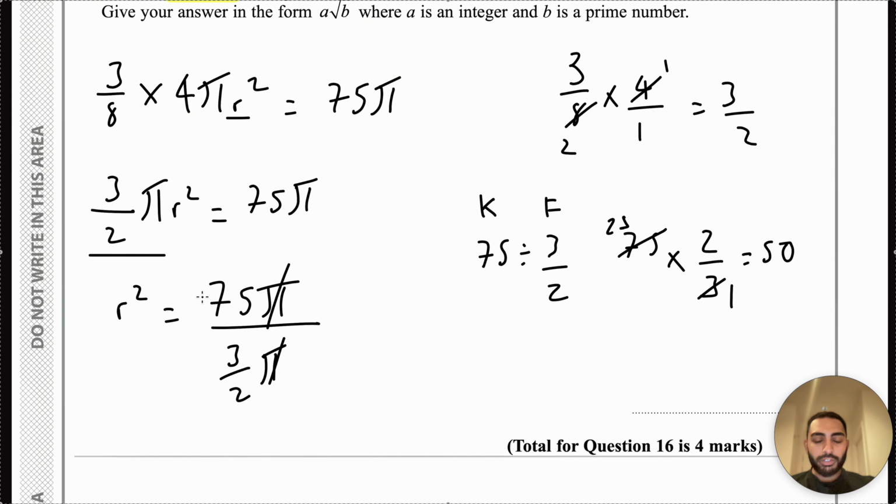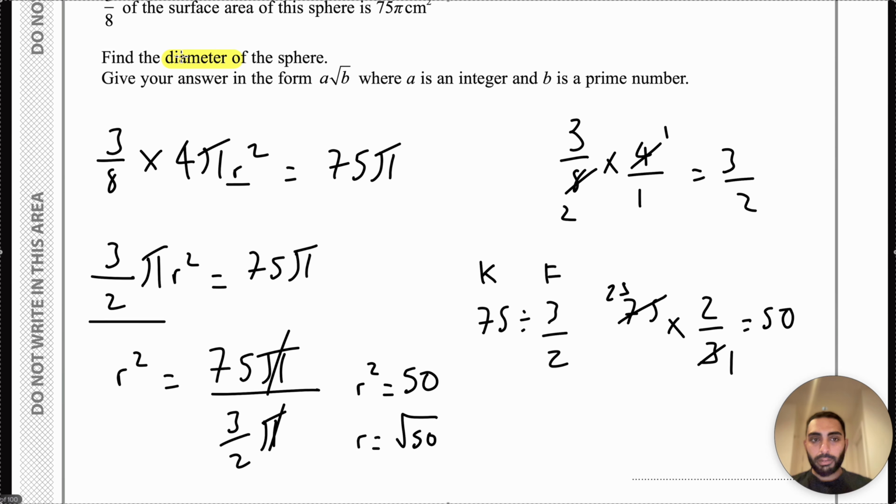On the right hand side, I've just done 75 divided by 3 over 2. So r squared is equal to 50. To get r on its own, I just need to square root both sides. So r is equal to the square root of 50. I'll simplify this before I times it by 2, because remember, I need to find my diameter.